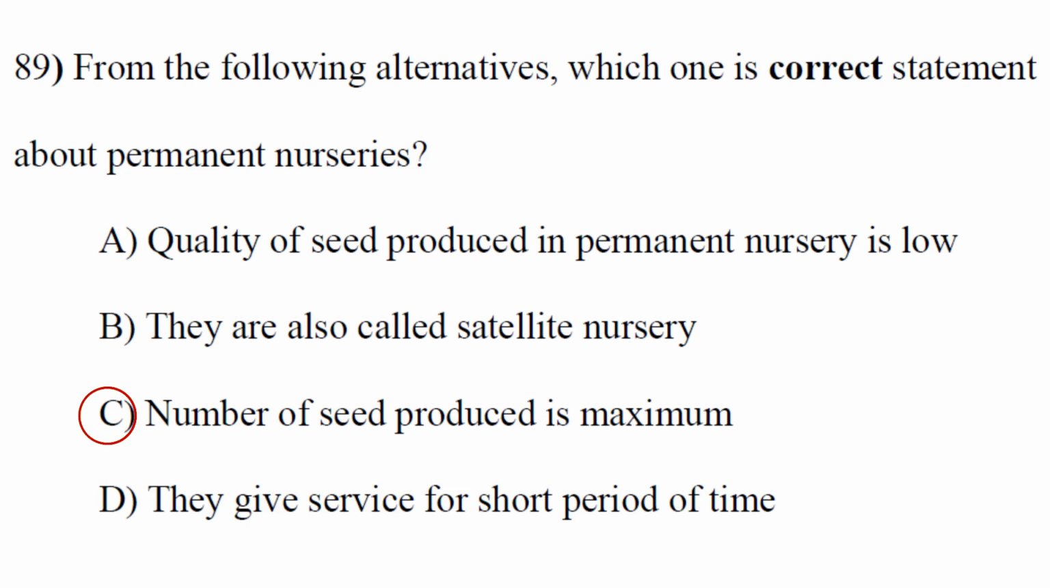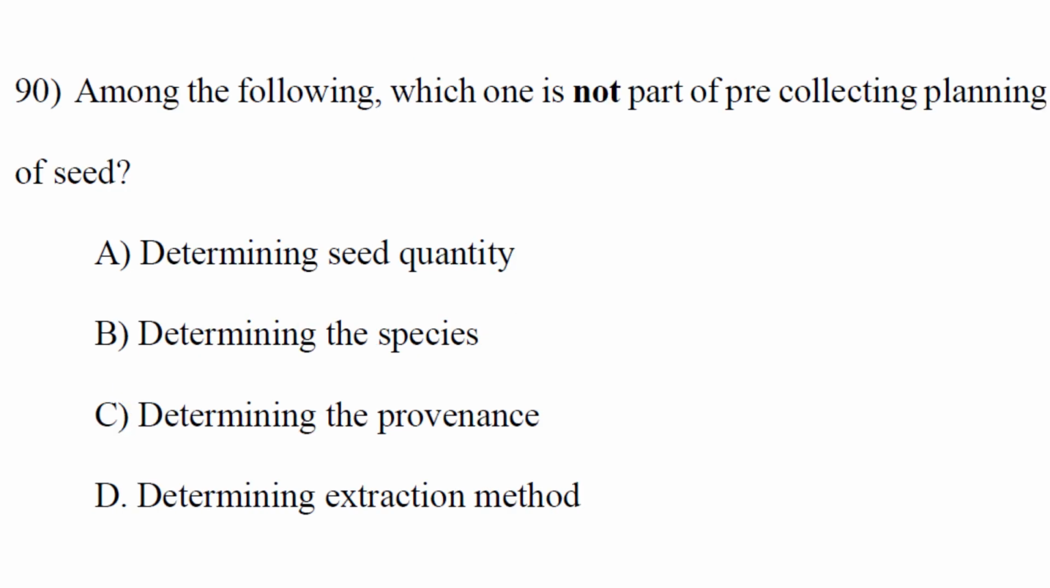Answer, C. Number of seed produced is maximum. 90. Among the following, which one is not part of pre-collecting planning of seed? A. Determining seed quantity. B. Determining the species. C. Determining the provenance. D. Determining extraction method.